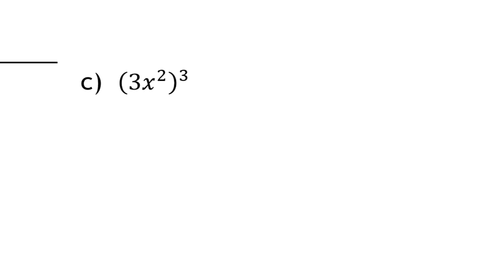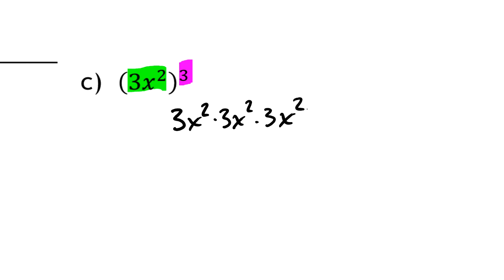If I look at C, it tells me that I have exactly three of these 3x squared terms, right? This 3 that I've written in this pink color tells me how many of those things I have, and what I have are 3x squared. So if I was to expand this, I could write it as 3x squared times another 3x squared times another 3x squared. And it's not always necessary to do this, but it's kind of instructive to do it occasionally.